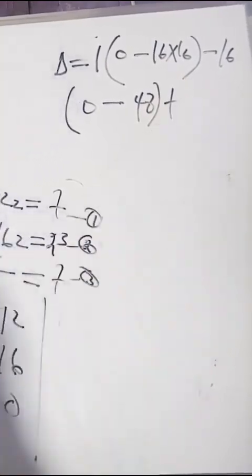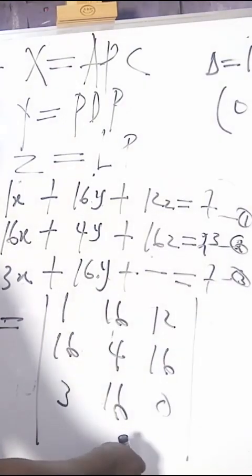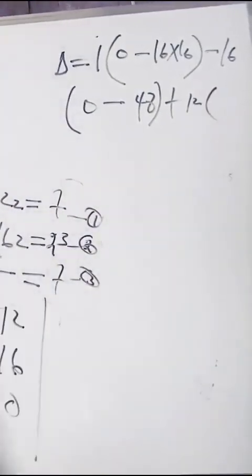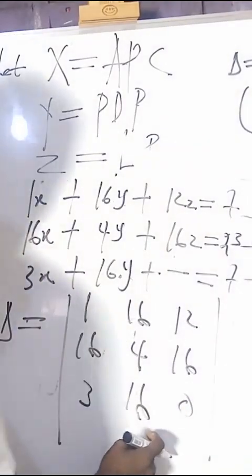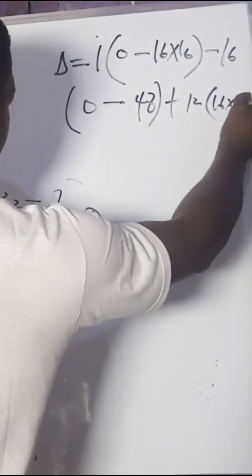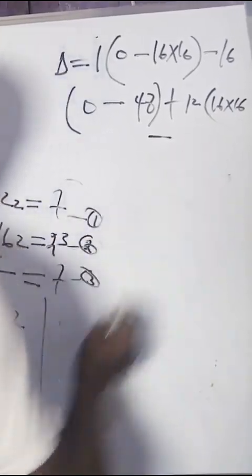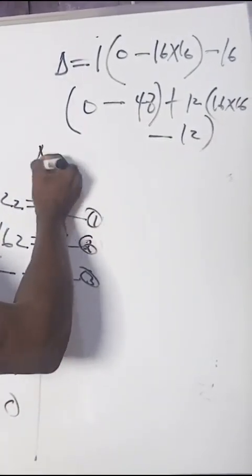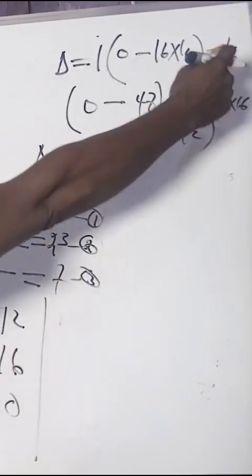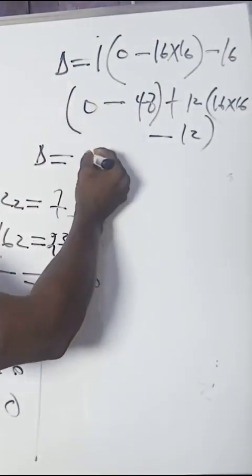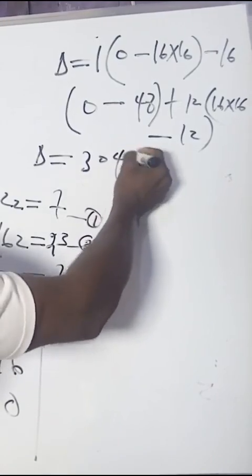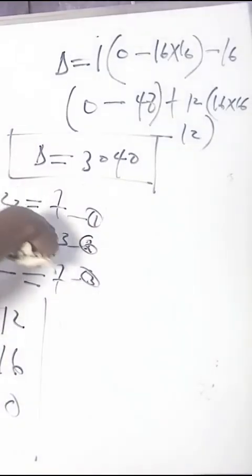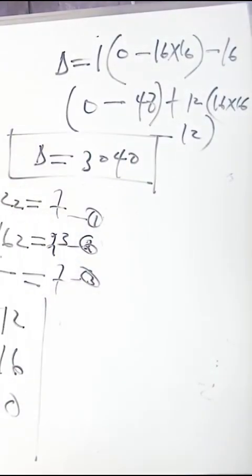Then finally, first row, third column, you have 12 into bracket, 16 times 16, minus 4 times 3, which is 12. Therefore, delta is equal to, by the time you simplify this, 3040 as the value of the determinant of these three sets of simultaneous equations.